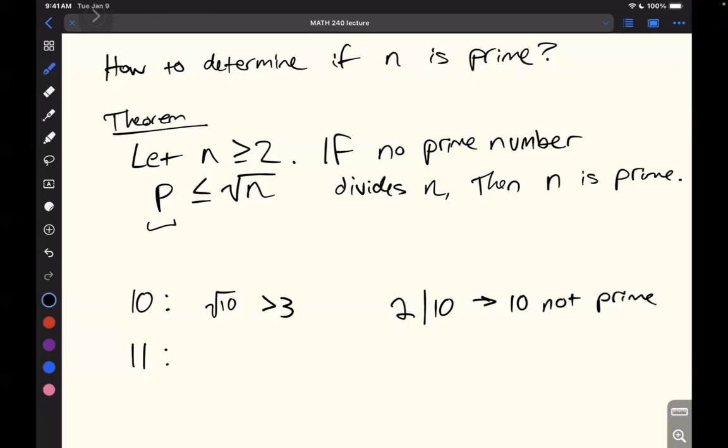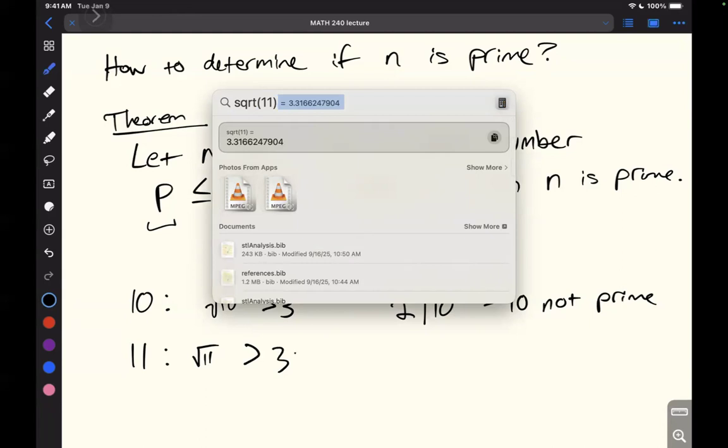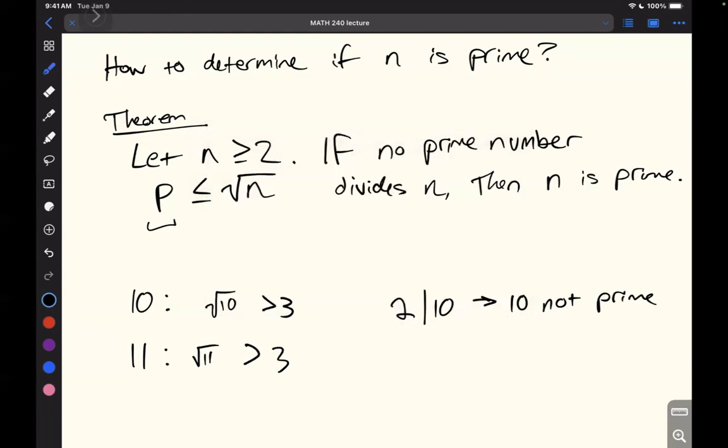Let's take 11. The square root of 11 is also a little bit more than 3, which makes sense because they're right next to each other. And so we ask, does 2 divide 11? No, because it's not even. So I'll write the little slash through the bar there. Does 3 divide 11? Nope. And then we've reached the square root of 11. And so since no prime number up to that point divides 11, then we can say 11 is prime.